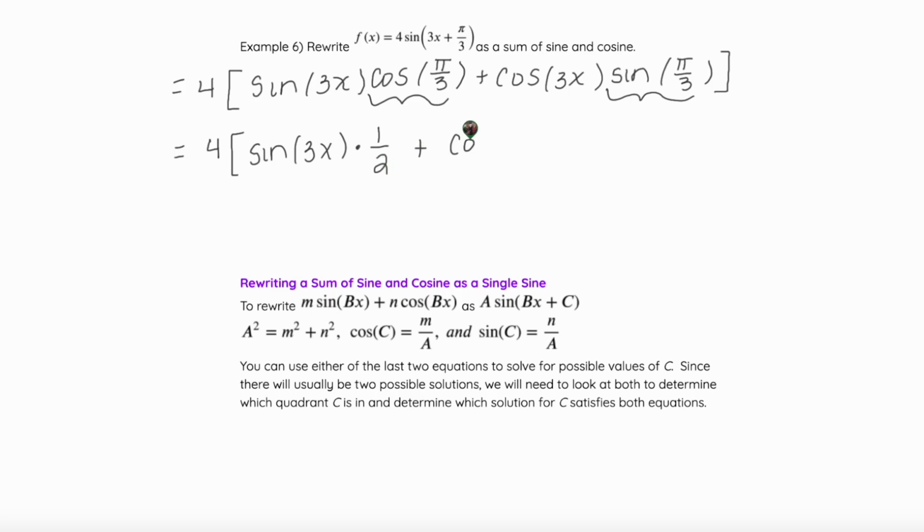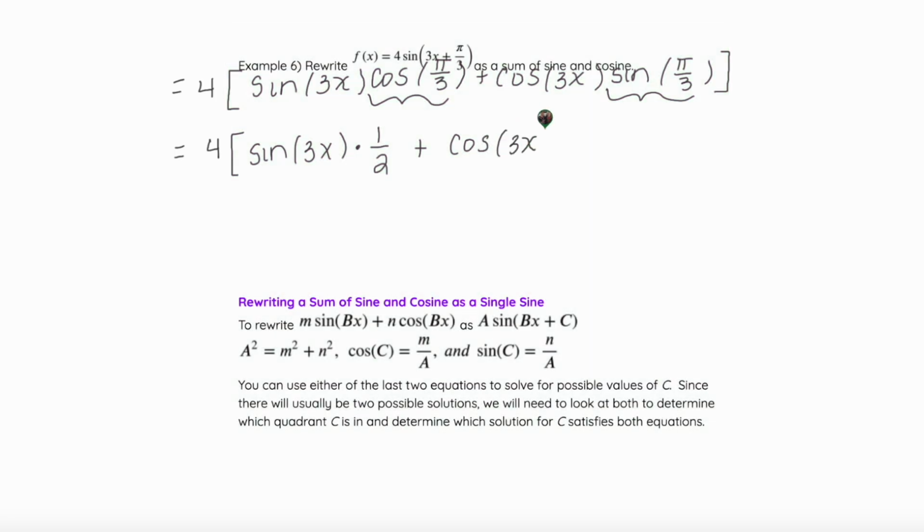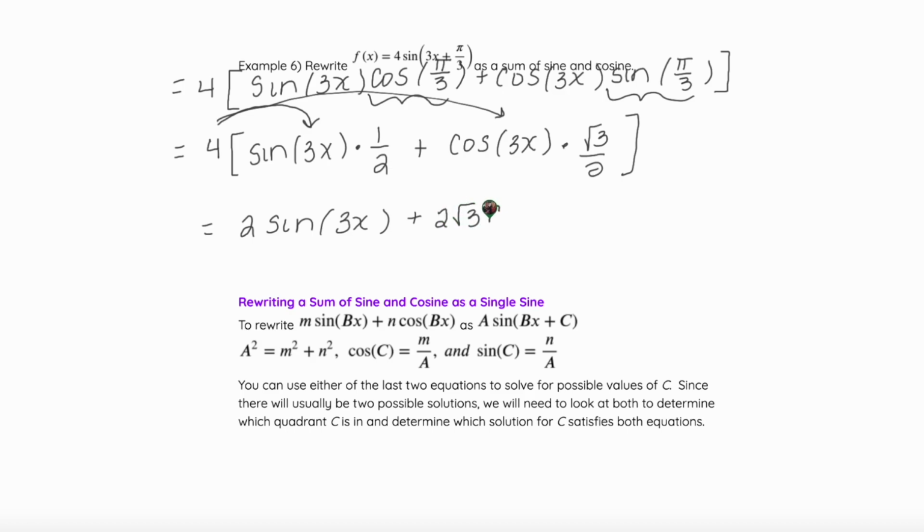And cosine of 3x times square root 3 over 2. Okay, so let's multiply by 4. So if I multiply 4 times half times sine of 3x, we'll have 2 times sine of 3x. And if I multiply 4 times square root 3 over 2 times cosine of 3x, we'll also have 2 square roots 3 times cosine of 3x.